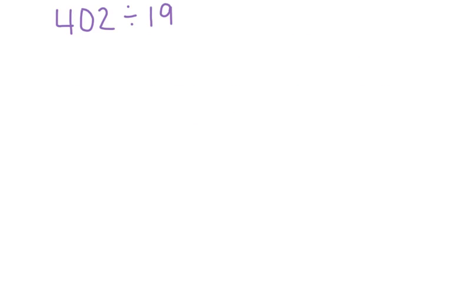Starting off, we want to look at this problem, 402 divided by 19. We're going to do a little review over the vocabulary. In this problem, which is the whole? That's right, 402 would be our whole amount, whether we're talking about 402 people, or 402 pieces of candy, or 402 feet that we're splitting up. And 19 is what we call the divisor.